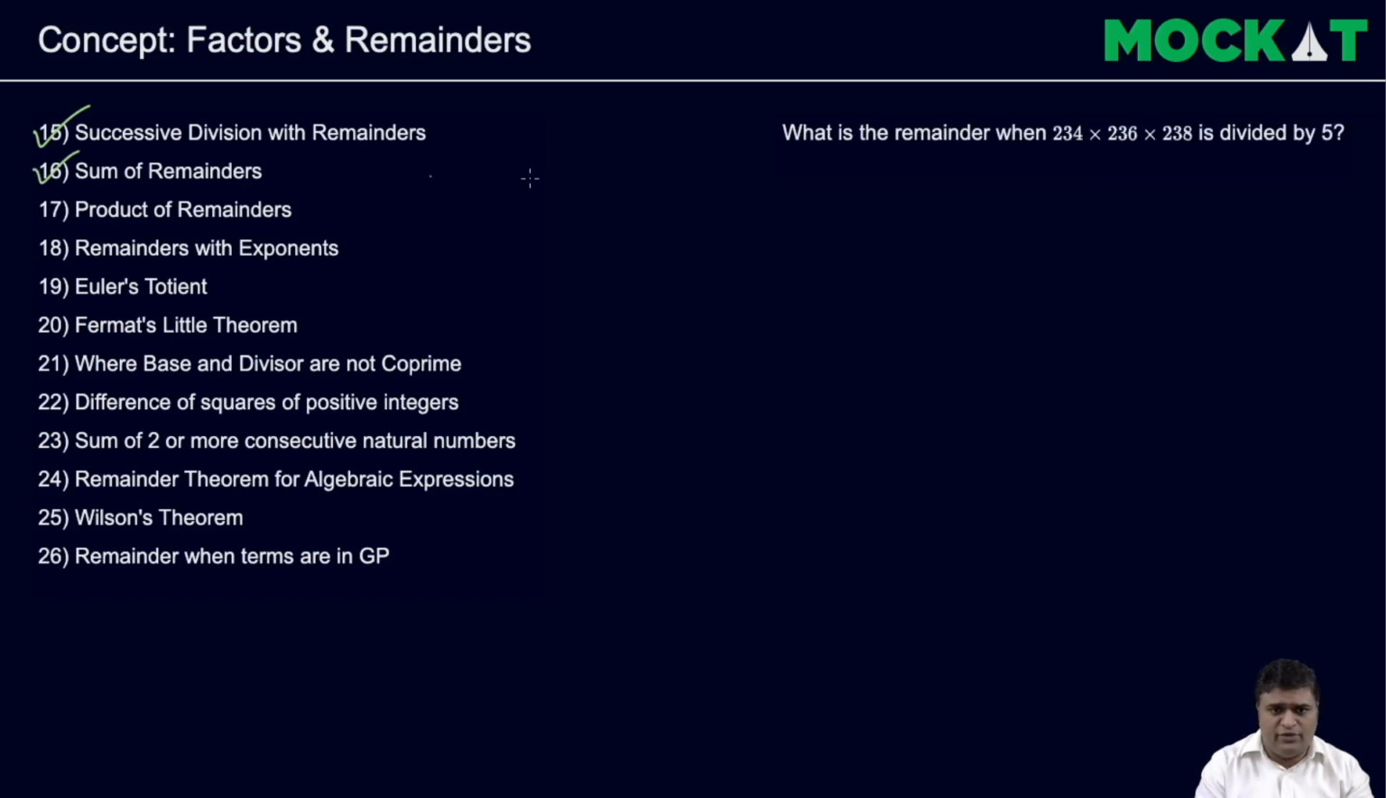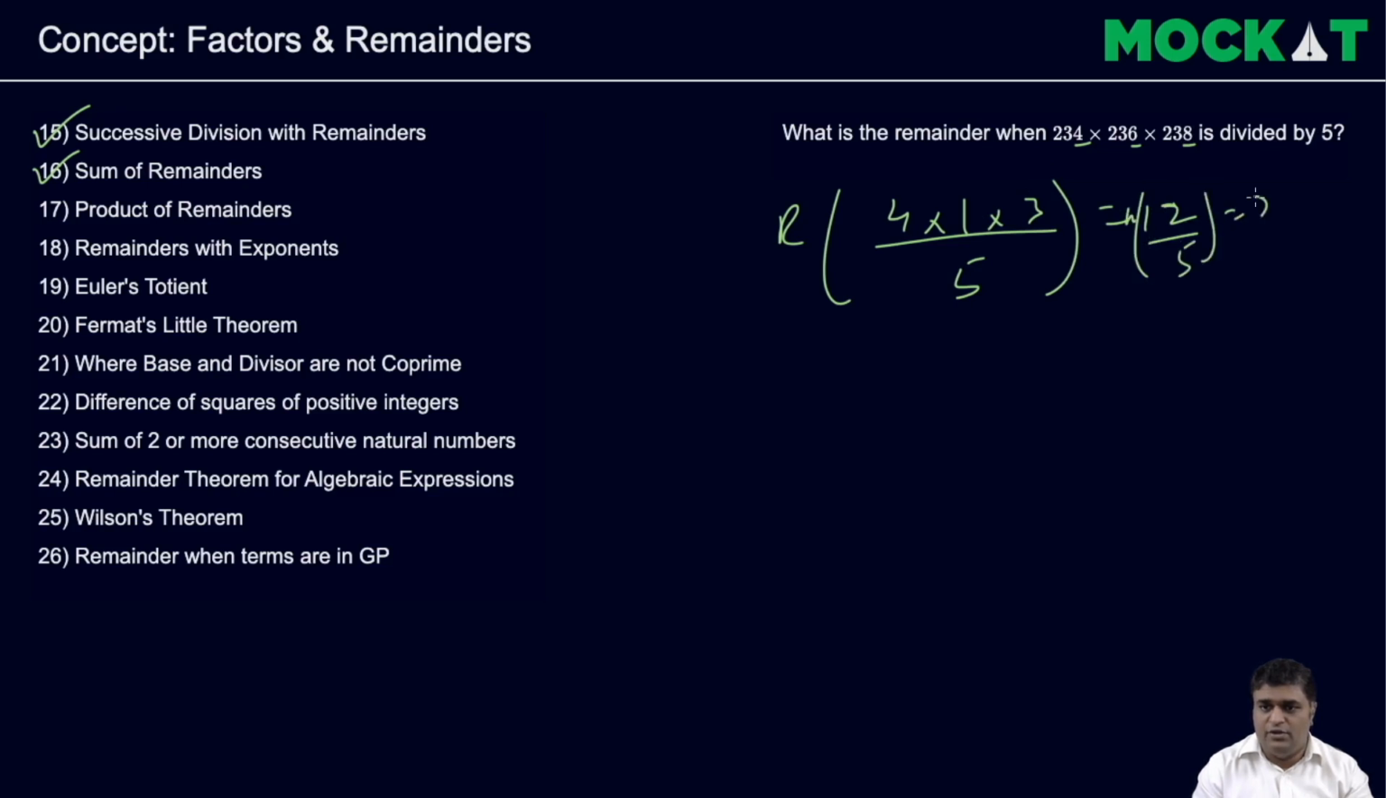In the case of product of remainders, likewise, what you can do is individually divide and write down the remainders and multiply them. 234 by 5, remainder is 4. The last digit is what matters, as you've seen in the divisibility lesson. 6 by 5, remainder is 1, 8 by 5, remainder is 3. So 4 into 1 into 3 is 12. Divided by 5, 12 by 5, the remainder is going to be 2.